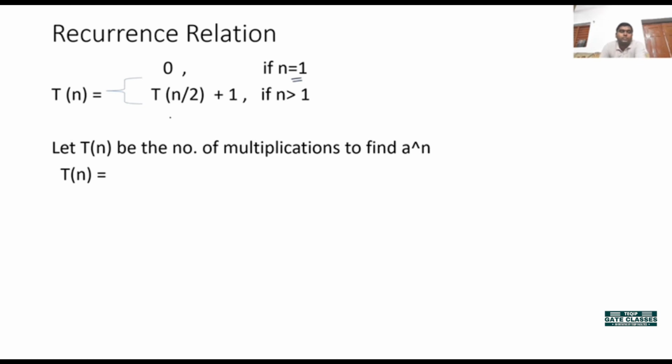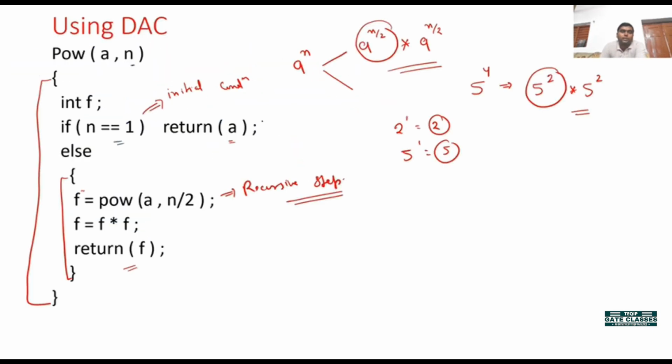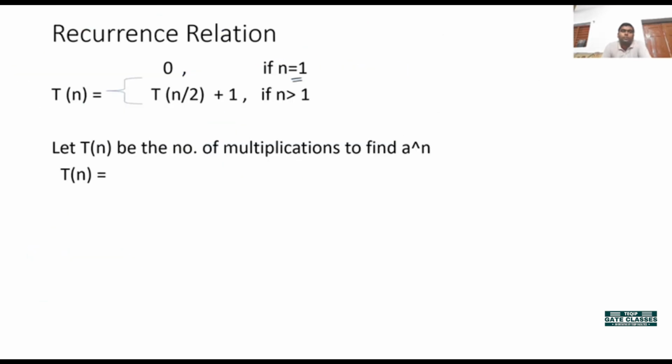Otherwise, so this is the case if n equals 1; now n is greater than 1. So what when n is greater than 1? We solve the problem in n by 2 terms. So n by 2, and again some multiplication and returning steps, some constant time. So T of n by 2 plus 1, this is for multiplication. Now you are very much aware how to solve this kind of recurrence relation.